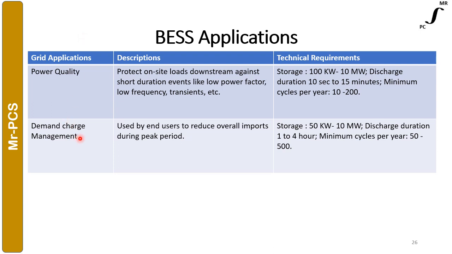Customers can manage the charges for their demand by using energy storage devices. The typical size varies between 50 kilowatt to 10 megawatt with the discharge time between 1 to 4 hours and minimum operating cycles varies between 50 to 500 in a year.